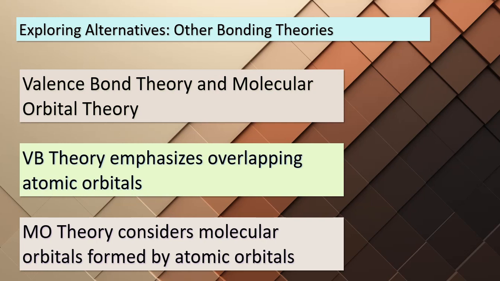Valence bond theory emphasizes the overlap of atomic orbitals, shedding light on the sharing of electrons between specific atoms. On the other hand, molecular orbital theory takes a broader approach, considering the formation of molecular orbitals through the combination of atomic orbitals. Both these theories give us more insight into the intricacies of hypervalent bonding. Now, let's move on to our final thoughts.